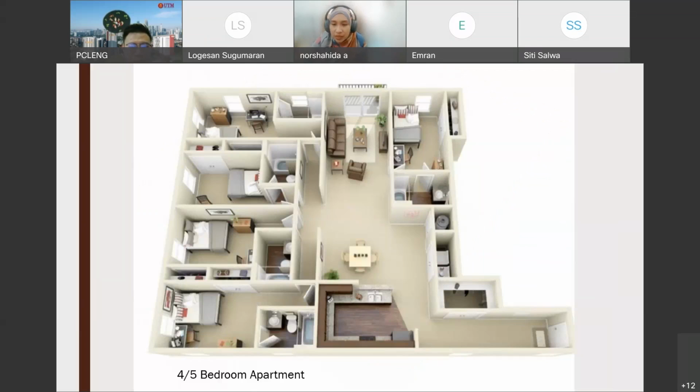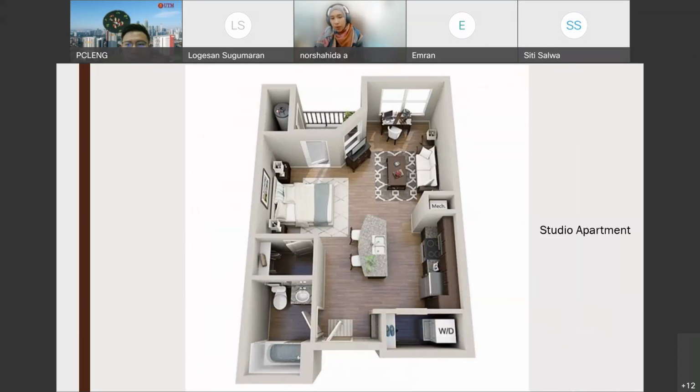Okay, this is a bigger typology where it consists of 4 or 5 bedrooms apartment. So it depends bagaimana you classify or memilih you all punya target group. So itulah yang akan menentukan what kind of typologies that you want to apply in your housing scheme.